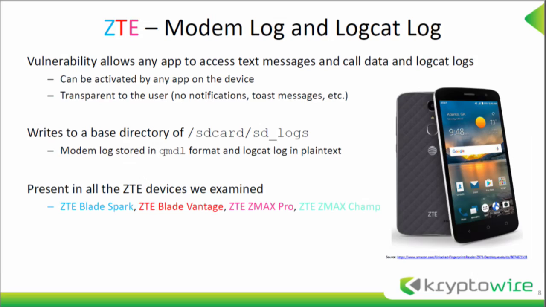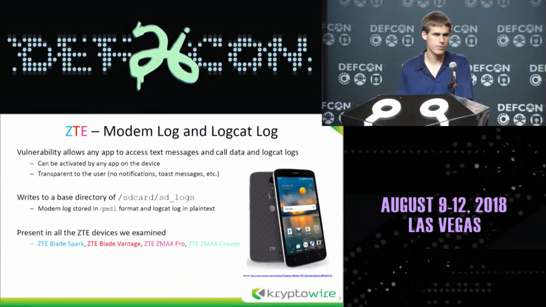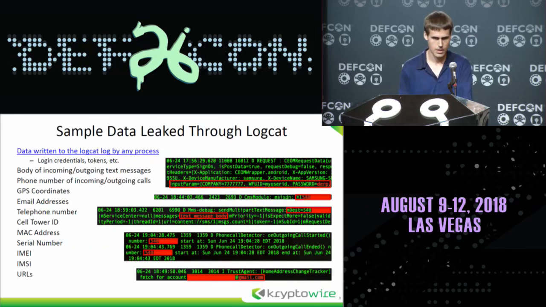SD card. And the logcat log, the system-wide one, is not directly accessible to third-party applications no matter what permissions they request. And when this logging is occurring, there's no visual or audible cue to the user that this is occurring. And it writes it to a base directory of just SD card, SD_logs.